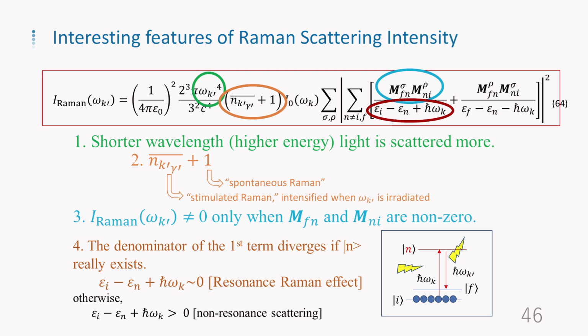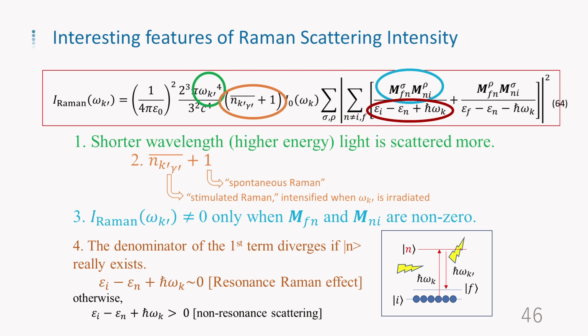Okay, so here is a ground state and intermediate state, and excitation beam comes, scattering occurs. This is spontaneous Raman. In this case, we put a sample, irradiate a beam, and scattering occurs everywhere. This is spontaneous Raman.